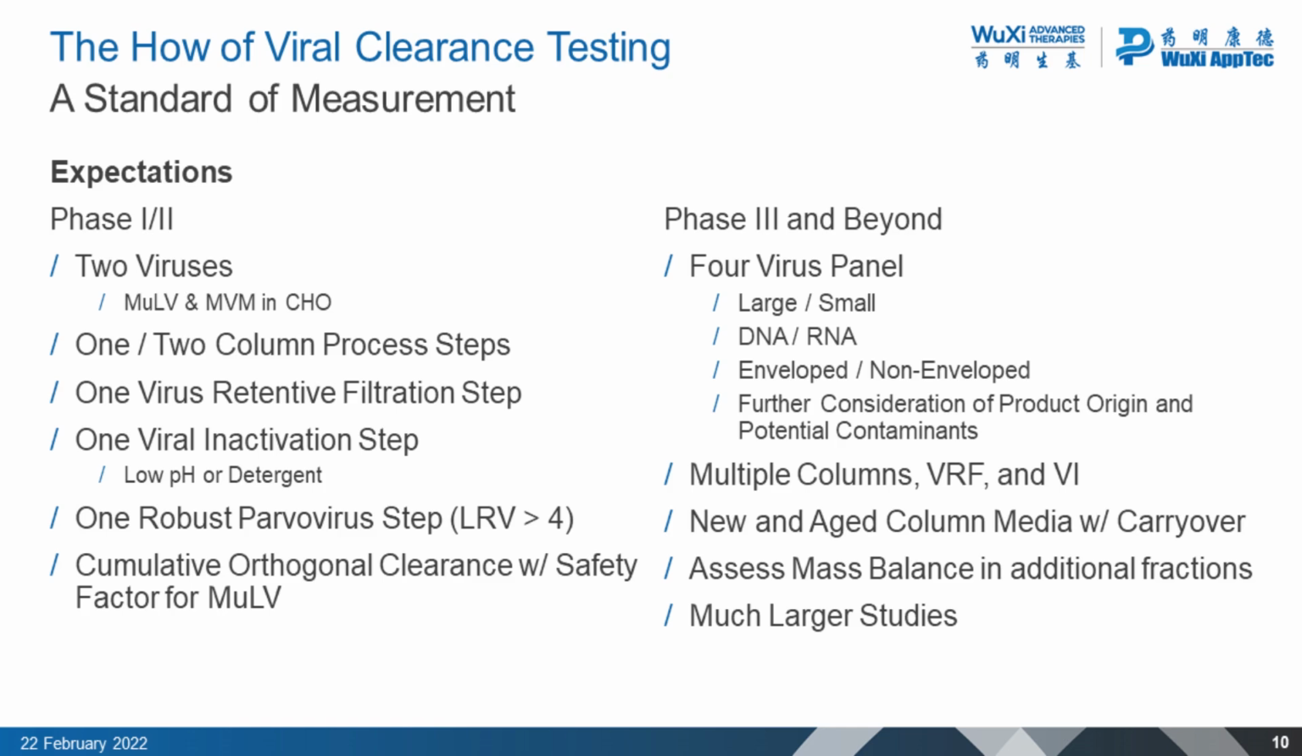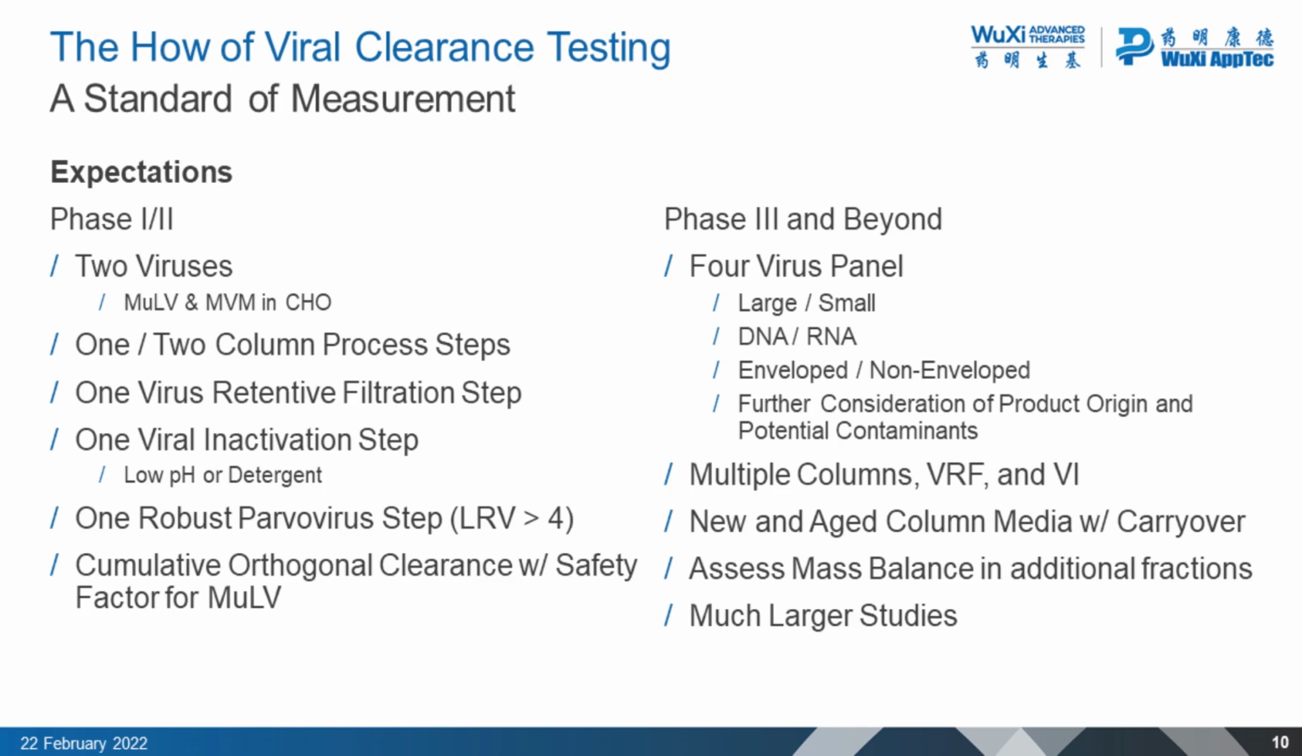So the hows and measurement standards for viral clearance, some of the expectations that are general across the board. For phase 1 and phase 2, generally we would look at 2 viruses. For example, in a CHO-based platform for monoclonal antibodies, we would look at a retrovirus and parvovirus, and the most standard are some form of MuLV and MVM. We would look at 1 or 2 column process steps, 1 virus retentive filtration step, and 1 inactivation step.